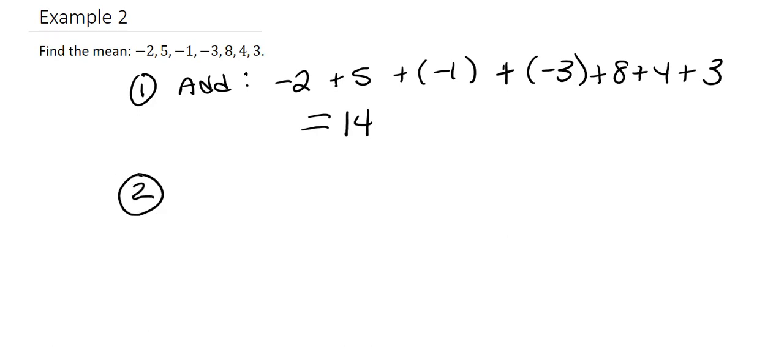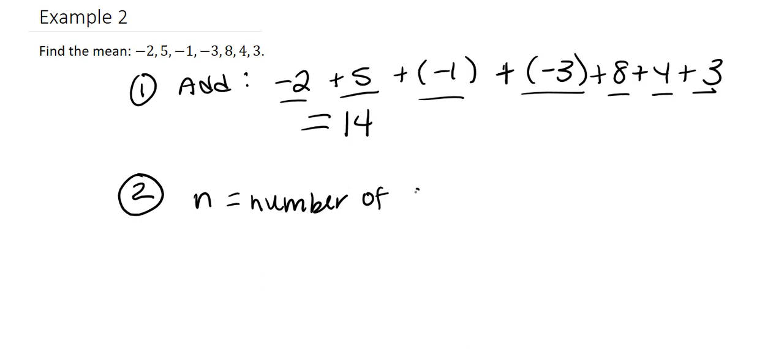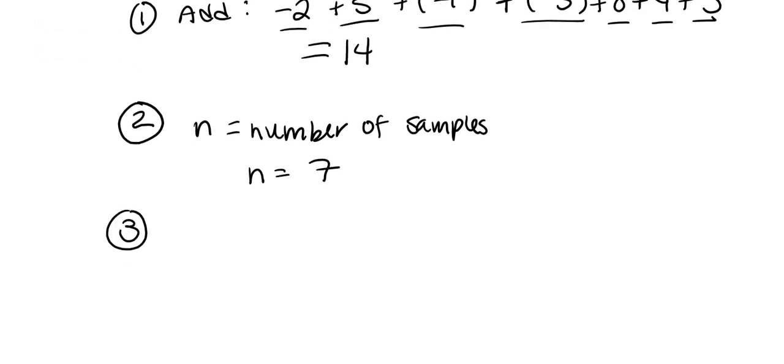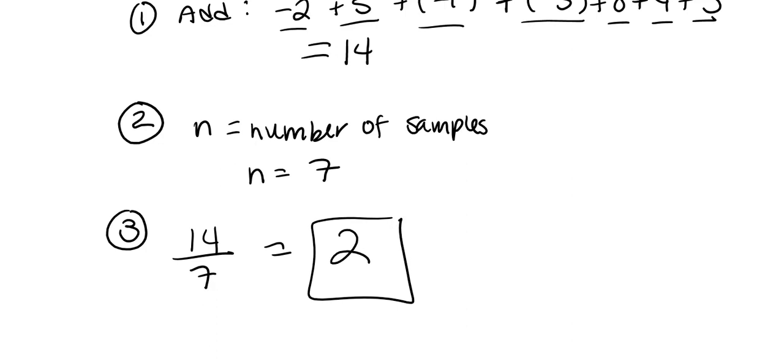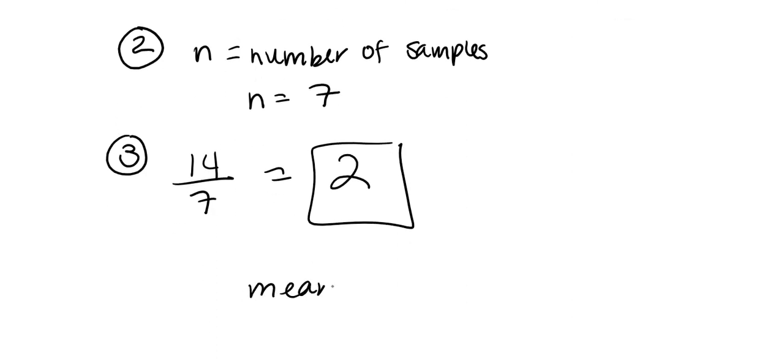Now step 2 is how many numbers do we have? So we have 1, 2, 3, 4, 5, 6, 7. So our n, essentially, is how many samples we have, the number of samples, or what's our number in our data set. And so n is equal to 7. Now step 3 is we take the number from the first step, 14, divided by 7, and that's going to be equal to 2. So our mean is then 2.